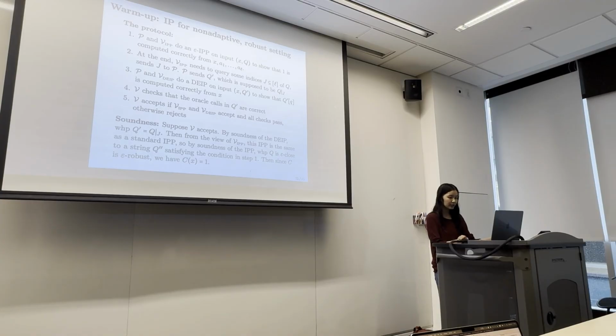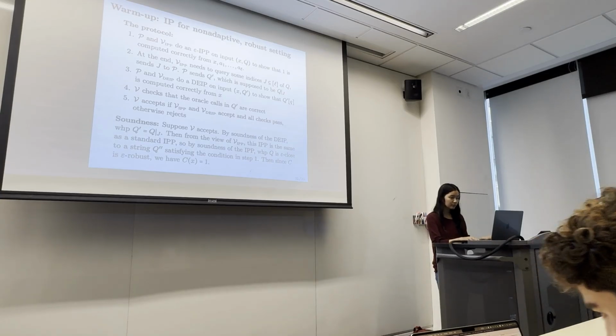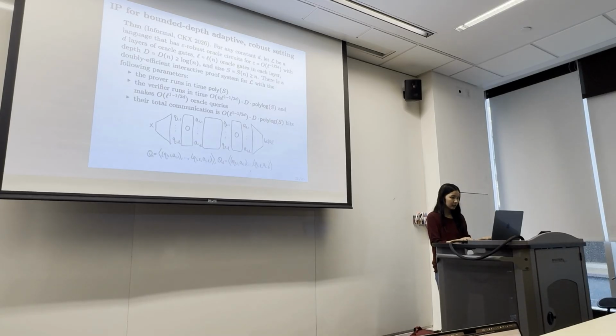By soundness of the IPP, with high probability Q is epsilon-close to a string Q double prime that satisfies the condition in step 1, that 1 is computed correctly from X and these answers to oracle queries. And then since C is epsilon-robust, we'll also have that C of X is equal to 1. Okay, so now let's move on to this more general adaptive setting.